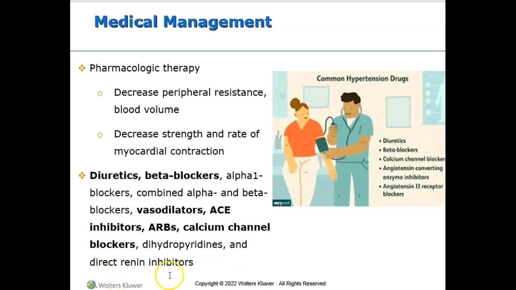Dihydropyridines and direct renin inhibitors. The goal of medication is to decrease the peripheral resistance or constriction in the blood vessels. The heart is working really hard against those high blood pressures just to pump blood around this patient's body. So helping the heart not contract so forcefully will decrease that work. Remember, this patient does not have heart failure yet.